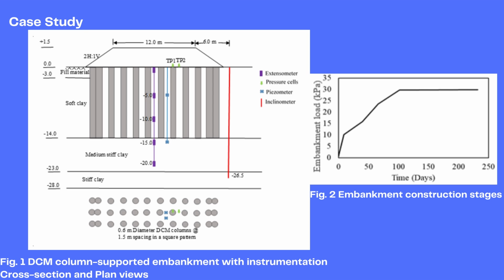We have DCM columns, a 0.6 meter diameter, and spacing between them is 1.5 meters, and they are in a square pattern, and the construction is conducted in four different stages, and the field measurements were continued for 235 days. In this case, the special thing is they have not used any geosynthetics but used double columns underneath the side slopes of the embankment to reduce lateral deformations of the ground.